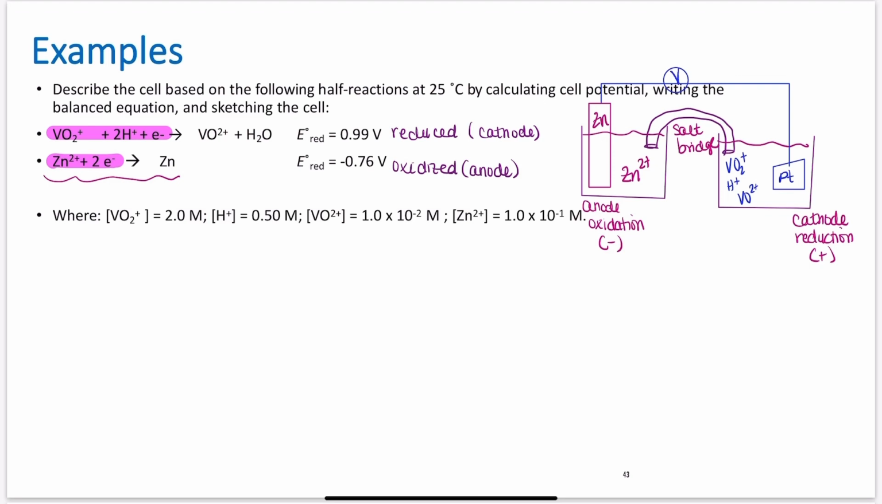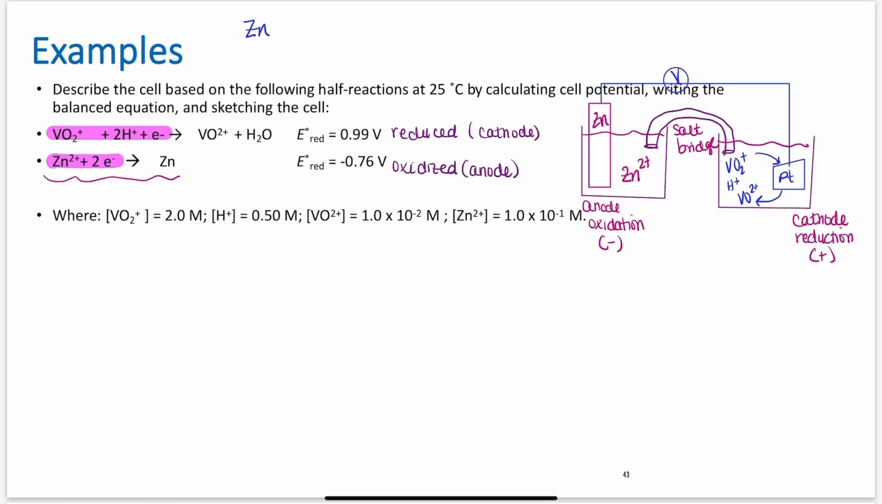And I can measure that with a voltmeter if I want to measure the voltage here. I've got the VO2+ going to the platinum, forming VO2+. When I say that, I mean the VO subscript 2, positive 1 charge, giving me the VO 2+ charge. So I've got it drawn. Let's go ahead and write my shorthand.